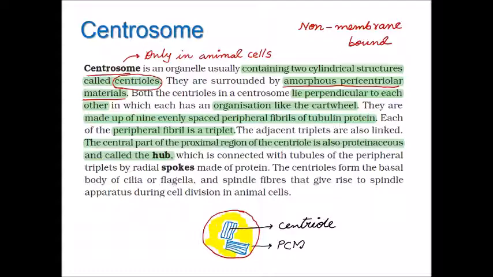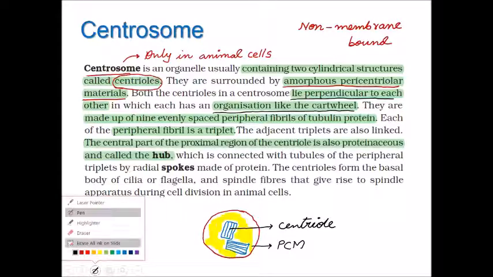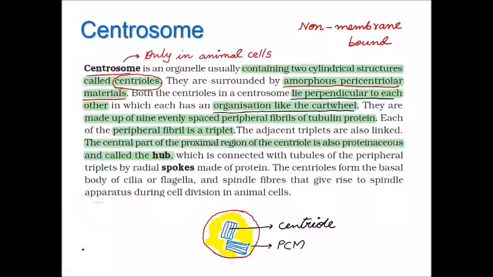And like I mentioned earlier, the centrioles lie perpendicular to each other, and they have an organization like a cartwheel, which we'll discuss later. Why is it called a cartwheel-like structure? The structure of centriole is almost similar to the structure of cilia and flagella. In cilia and flagella, the structure was 9+2. In this case also it is somewhat similar, but there are some differences.